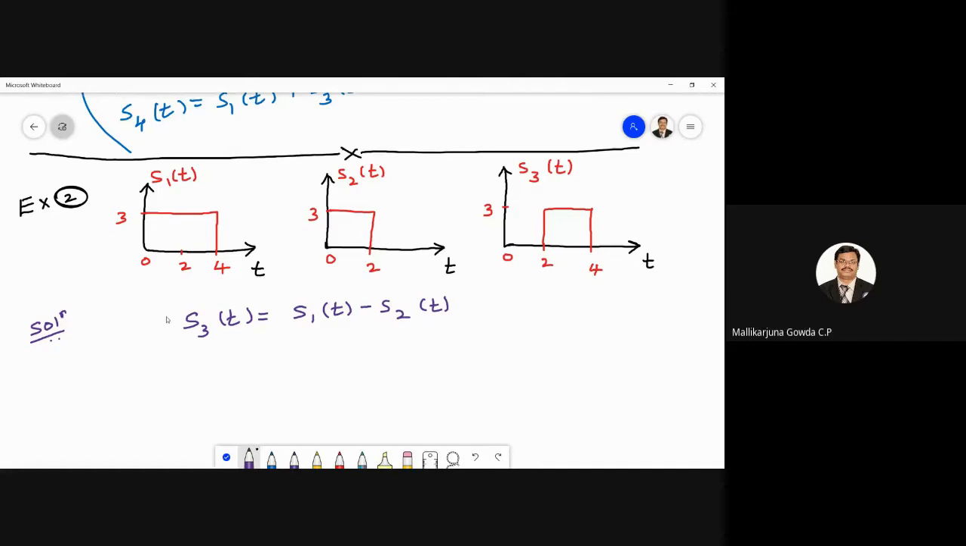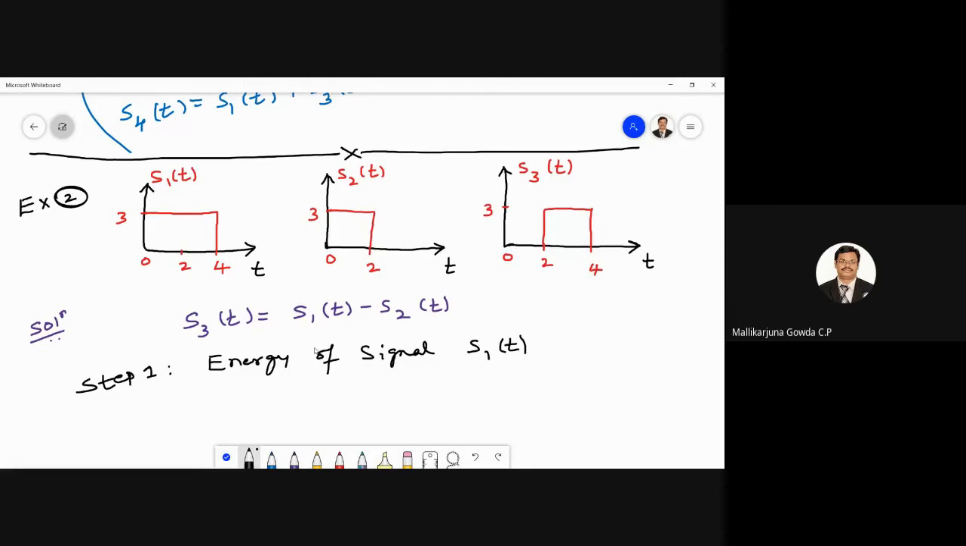What we need to find out is the first step: the energy of the first signal. So as a first step, I write step 1. We need to find the energy of the signal S1 of t.